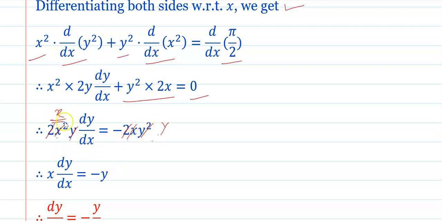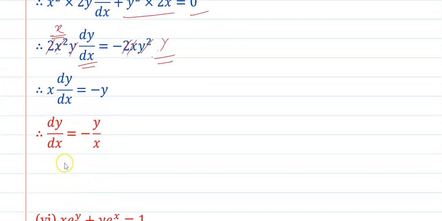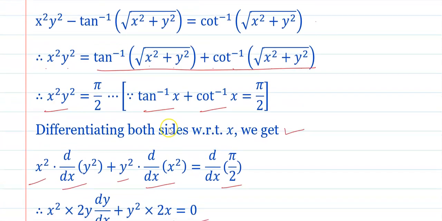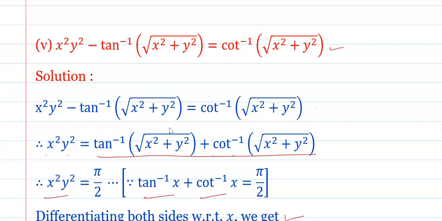Therefore, you will get x into dy by dx equals minus 1. Therefore, x into dy by dx is equal to minus y. Therefore, dy by dx is equal to minus y upon x. And this is the derivative of this given implicit function. You can look at it once again here.